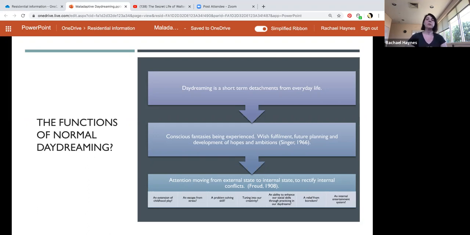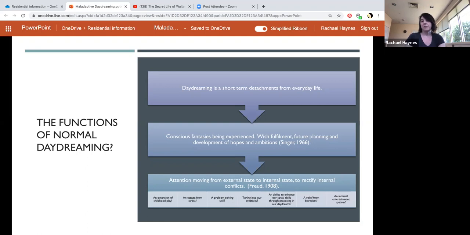Now, daydreaming's been defined by who we call the father of daydreaming, and that's Singer. And he, in 1966, described daydreaming as wish fulfillment, future planning, and the development of hopes and ambitions. So it's a tool for us to process some of life's difficulties and some of life's problems as well. Now, on the other hand, Freud, we all love Freud, in 1908 suggested that daydreaming is an attention that moves from the external state to the internal state. And of course, it allows us to rectify our internal conflicts as well.